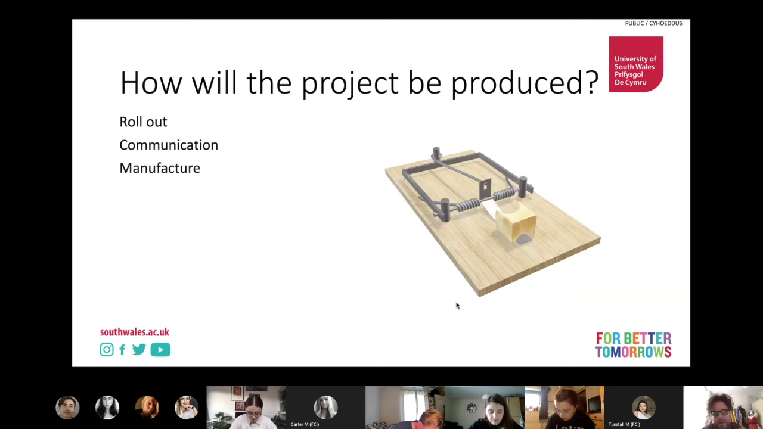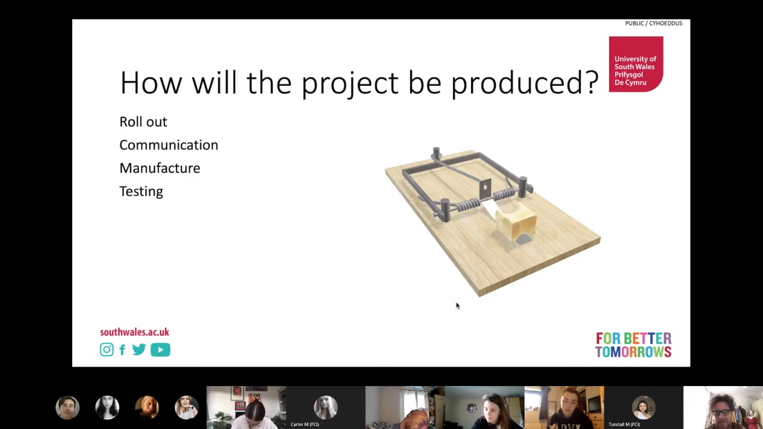How will the project be manufactured? In this case, when we talk about object design, we need to talk about supply chain management, project management and manufacturing. But in terms of something like a service design, we need to see how that service will be manufactured, put into action.